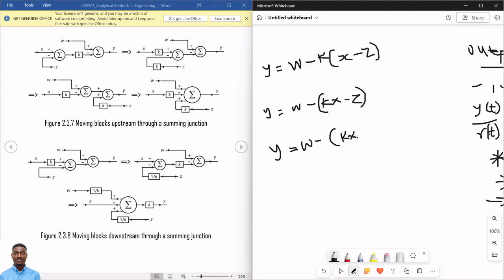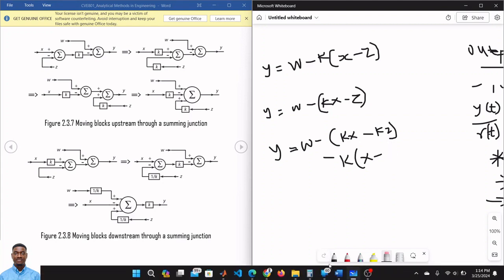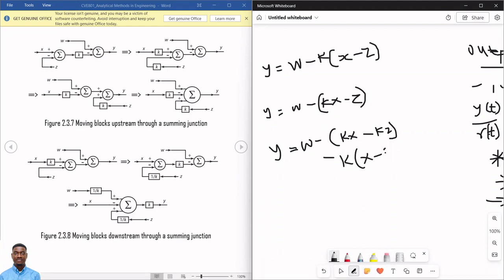So that I'll be having something like Y equals W minus KX minus KZ. So I can have the factorized version of K into X minus Z, minus W equals Y.